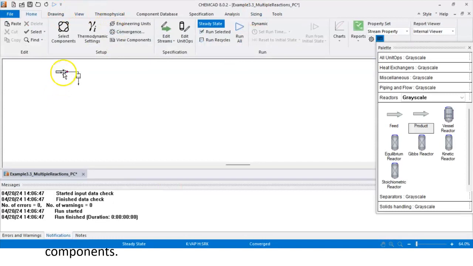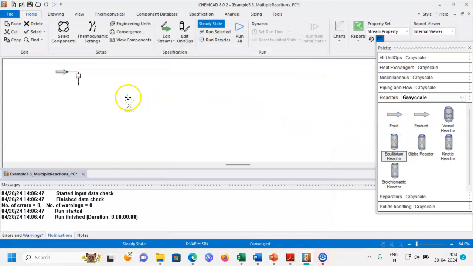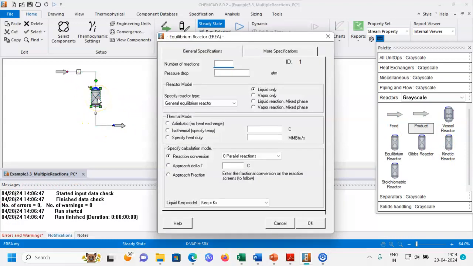I have already defined the feed, which is 350, 300, 30 atmosphere, and the corresponding mole fractions. I take the equilibrium reactor and connect it to this. Then I take the product and connect it to this, and I open the reactor.